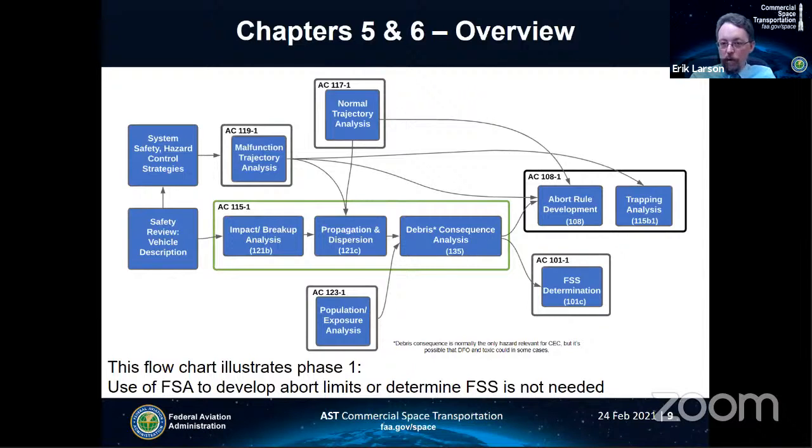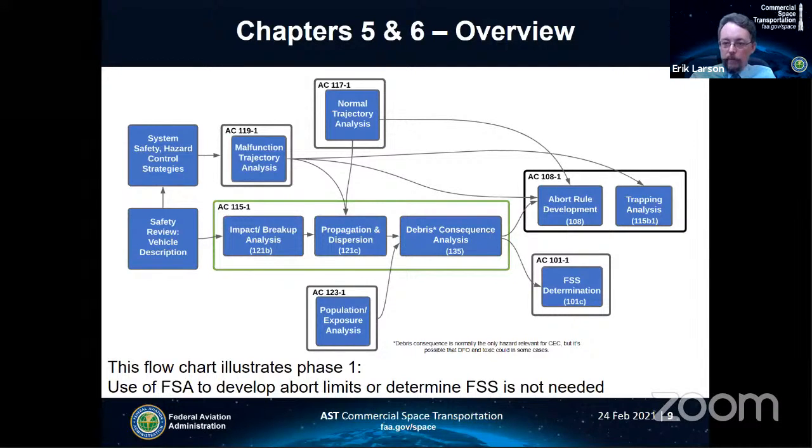There's also, of course, the normal trajectory analysis to figure out what is the plan. And these feed into this part of the process, which is the initial breakup analysis, what happens in the different breakup cases. We'll get back to that, and that's covered in this AC. How these propagate from the time of breakup down to impact with the ground or through the air, potential impact to aircraft, accounting for physics and statistics. And then the potential consequences for impacting people or structures.